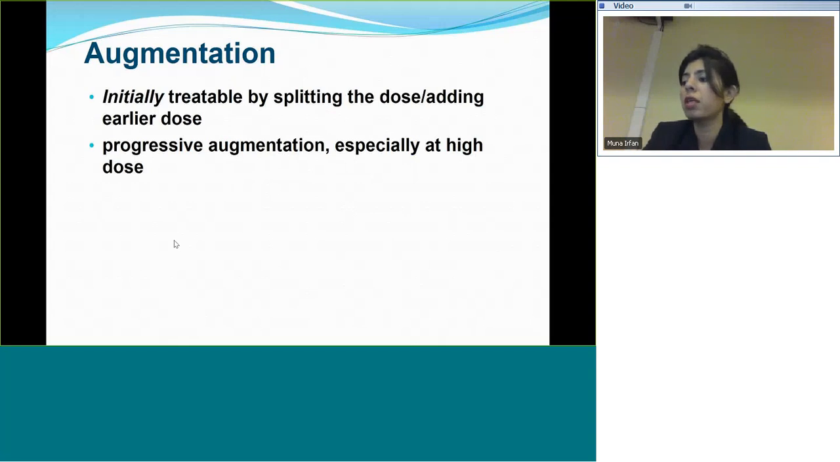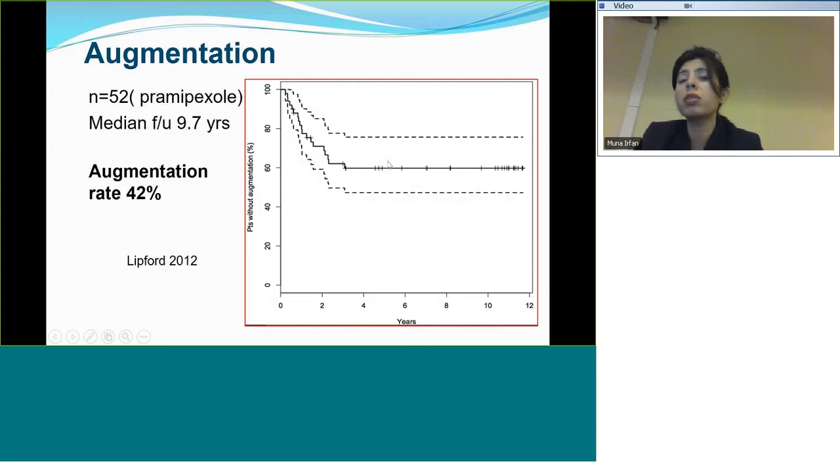By that I mean if one patient is taking 0.5 of Mirapex or pramipexole, we can divide the dose. If their symptoms, instead of 8 o'clock, now start creeping up at 6 o'clock, we can give them 0.25 milligram at maybe 5 o'clock, to try to nip the symptoms in the bud, and then the second dose we can give them close to bedtime. If we notice that there's progressive augmentation, especially at high doses, then we can consider switching to a different agent. So this is a graph showing patients with pramipexole. The augmentation rate was 42%.